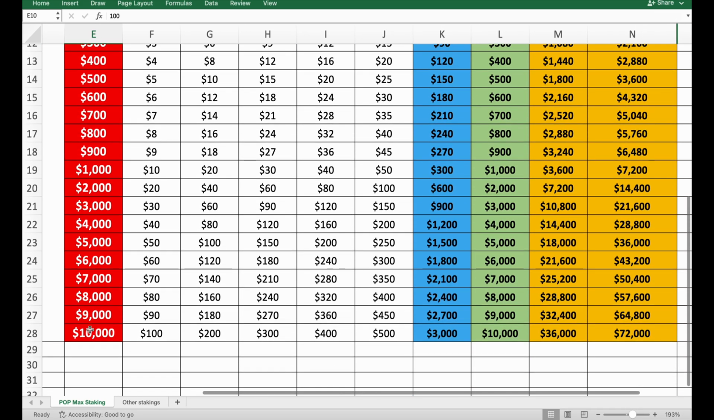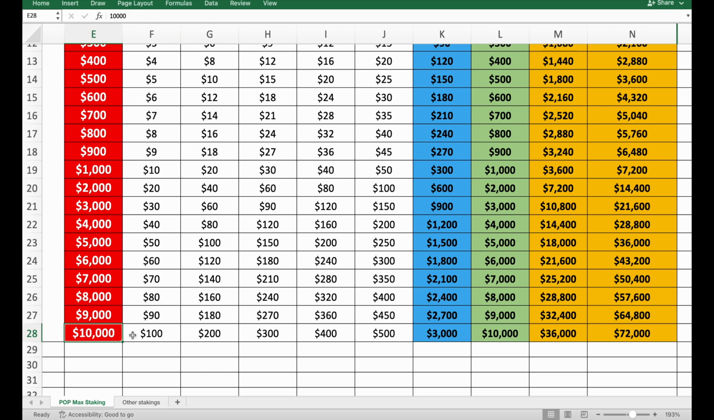As you can see from here, this is 10,000. This is just an illustration. You can put more than 10,000 if you want. I have seen people depositing 20,000, 30,000, 40,000 into PopMax. It's entirely up to you. What is your risk threshold?